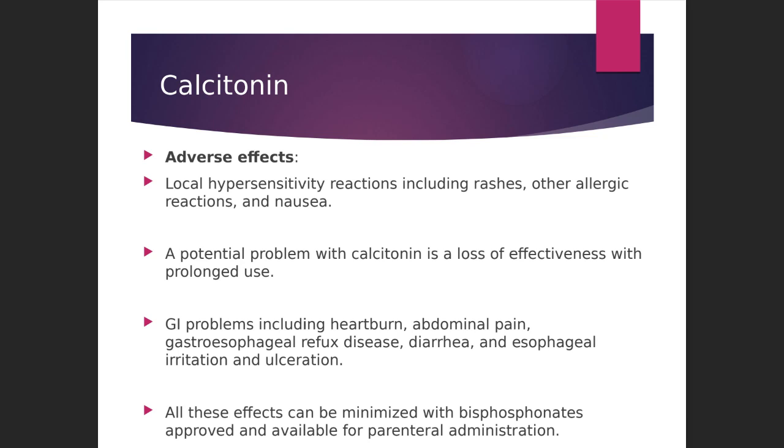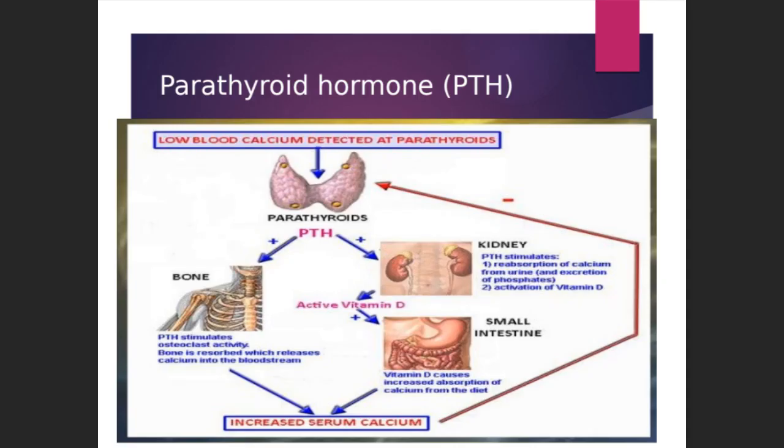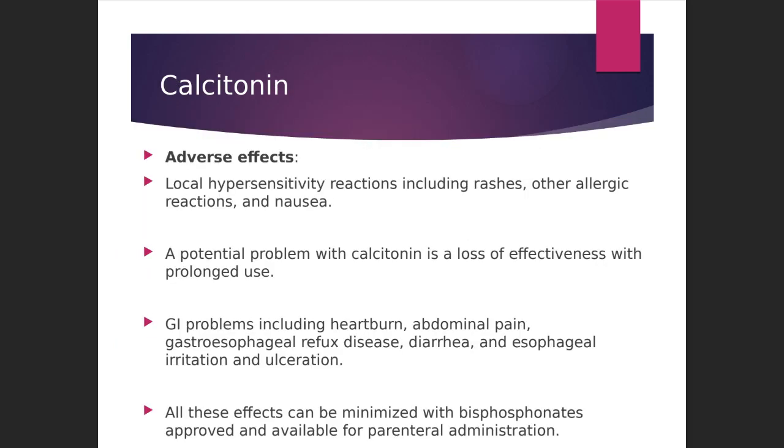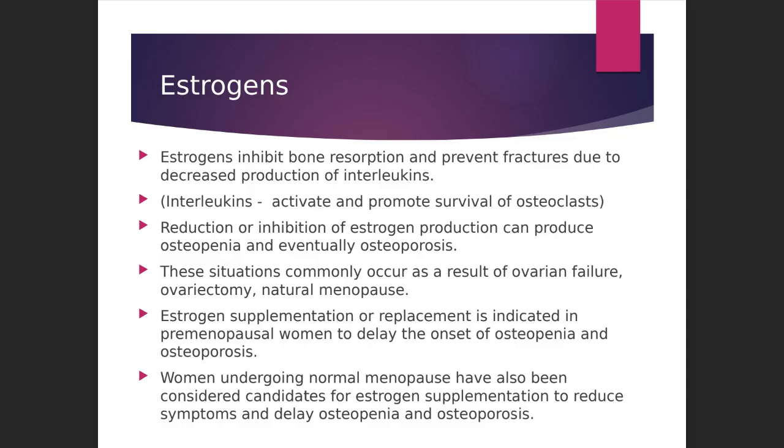In the case of GI problems, as we have seen in the previous slides, the absorption of calcium takes place in the small intestine. So GIT problems include heartburn, abdominal pain, gastroesophageal reflux like GERD, diarrhea, and esophageal irritation and ulceration. All these effects can be minimized by bisphosphonates, approved and available for parenteral administration, meaning given in this case IV.